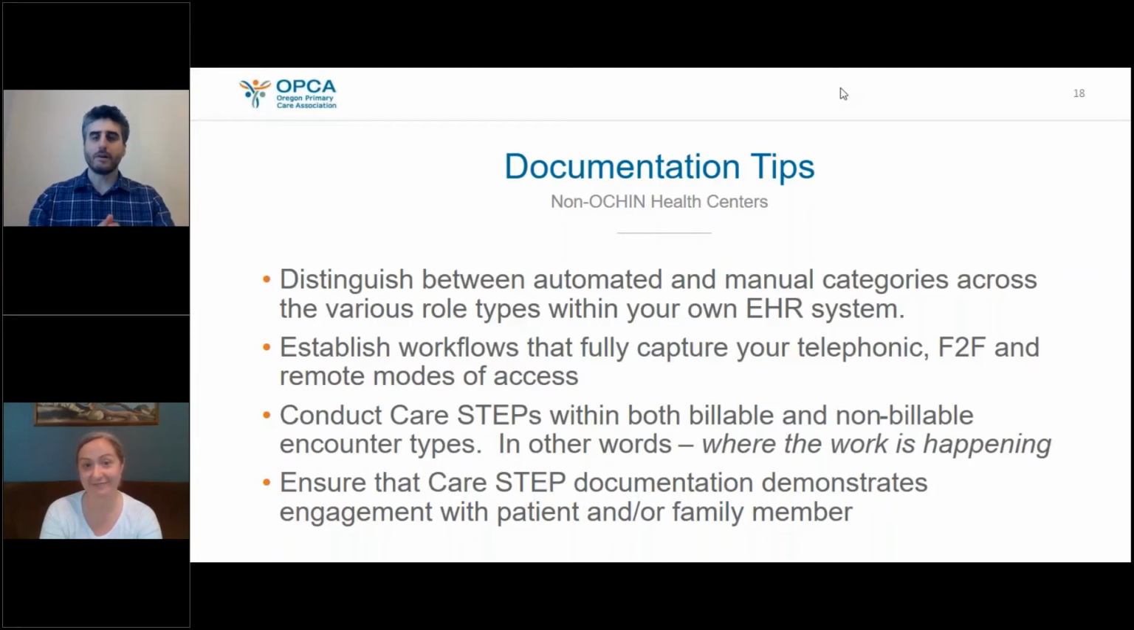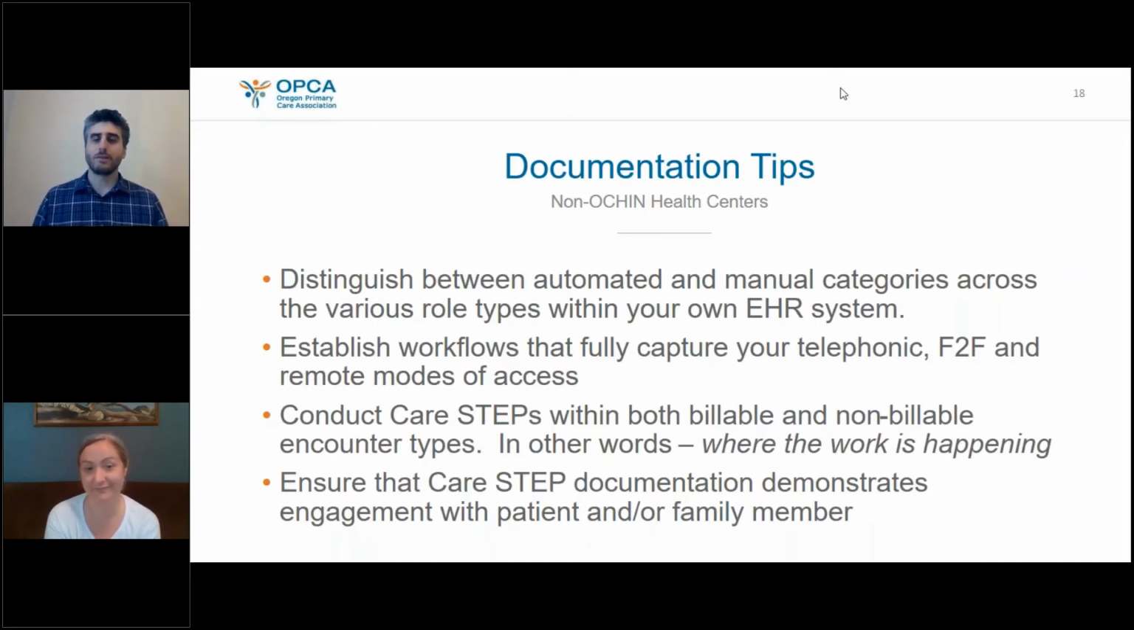I also think you want to establish workflows that fully capture all the care steps that can occur over the phone, knowing that a big body of our work happens telephonically, as well as the care steps that happen in person, and any other care steps that happen through other means of technology, such as texting, remote patient monitoring, etc. I also think it's important to make sure that you're able to distinguish between billable care steps that are generally tracked in an automated format and those non-billable encounter types.